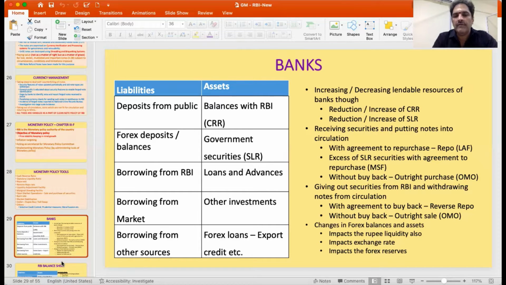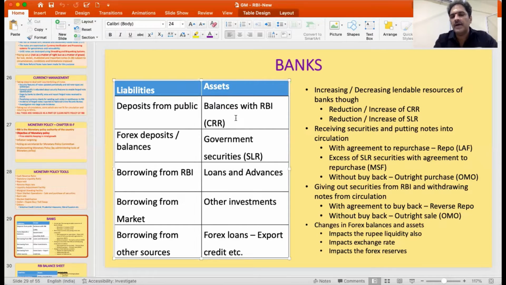So if I am going to increase the CRR, automatically the amount of balance that is supposed to be kept with Reserve Bank of India will be more, and the amount of money that is available for lending of a bank will be reduced. Similarly, in case of SLR, if I am going to increase the SLR requirement, automatically the amount of money that can be lent by a bank will be reduced. So where there is a surplus liquidity available, Reserve Bank of India would be influencing the amount of lending resources of the banks by either increasing the SLR or increasing the CRR. Second thing they would do, where there is a liquidity shortage in the system, is reduce the SLR and reduce the CRR.